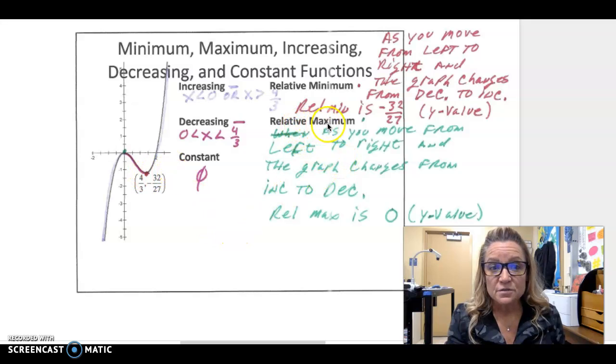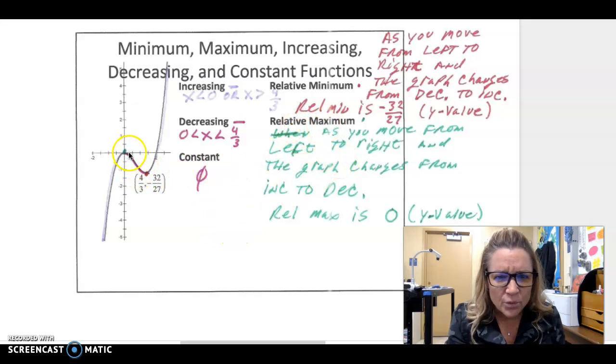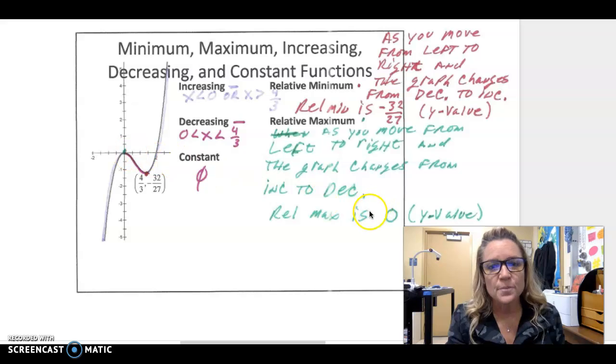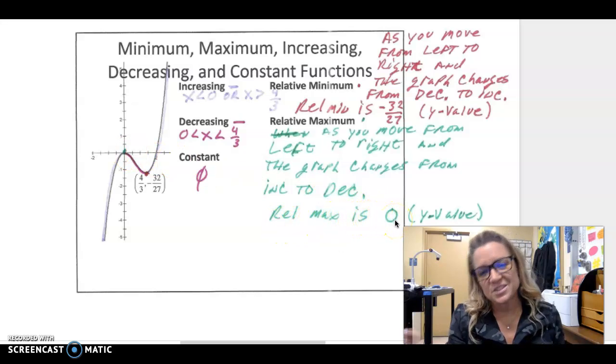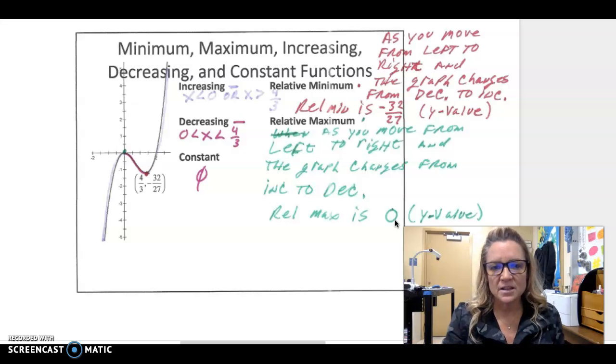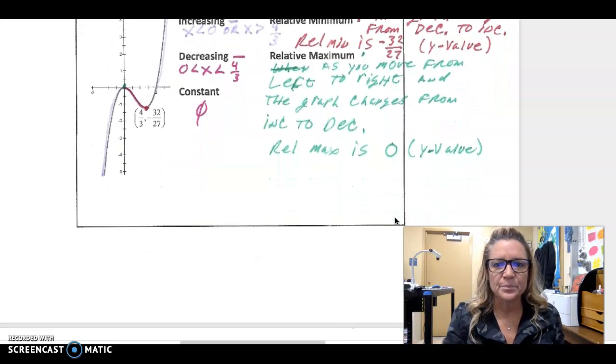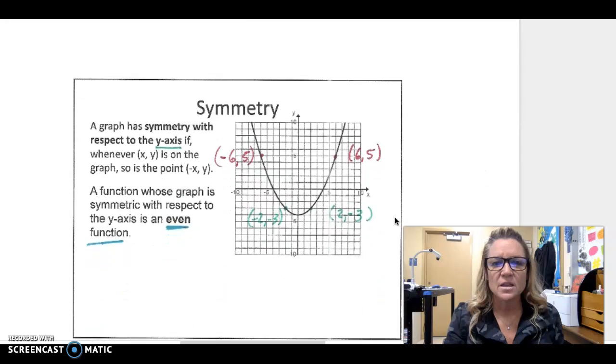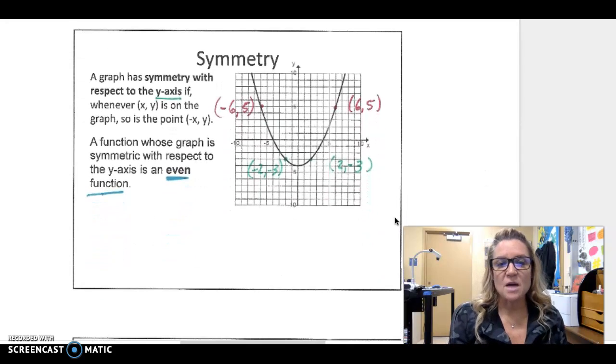And the relative maximum is this green point up here, and it doesn't have a label on it because it's the origin. So the origin is 0, 0. So you say the relative maximum is at 0, which is the y value, also happens to be the x value, but they just want the y value. Okay? All right, so let's talk about symmetry.